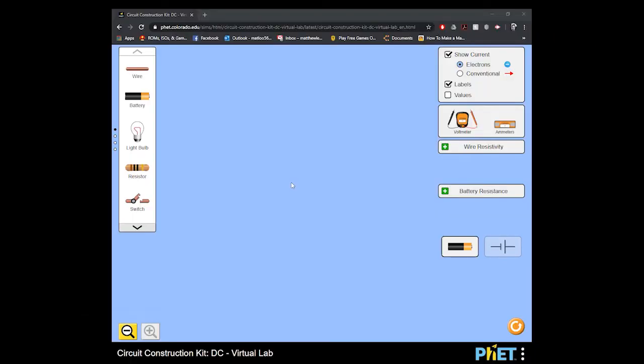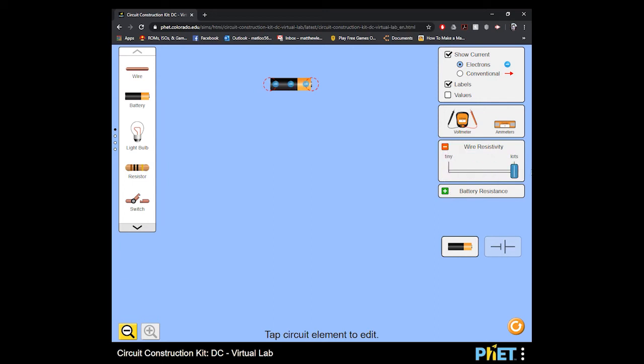Everyone, so on to another investigation using PhET. This time we are going to investigate how the resistance of a wire increases with length. The first thing I need to do: you need to be in the virtual lab one so that you can change the wire resistivity. So change it from tiny to lots.